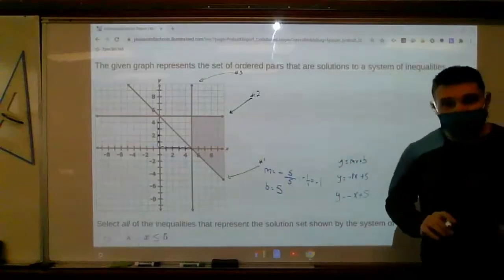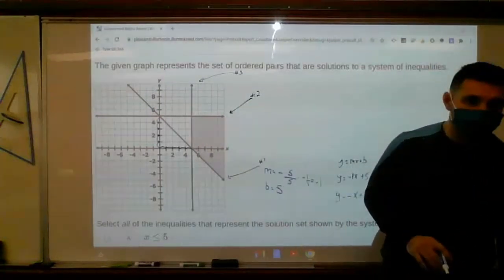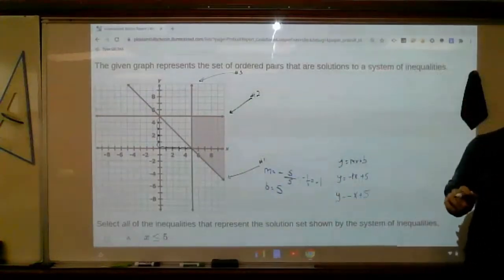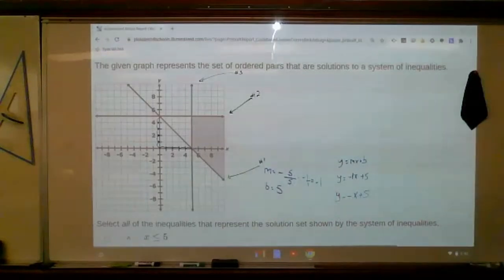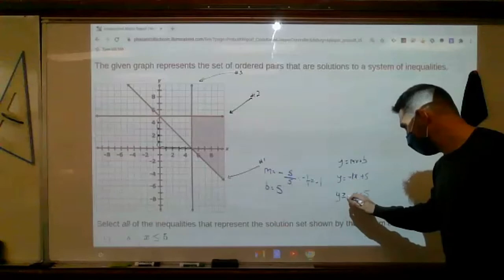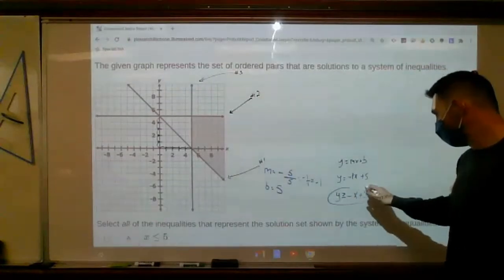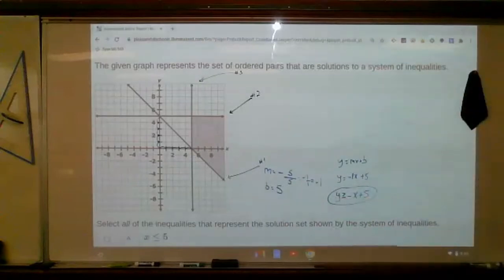Which way did we shade? Did we shade above the line or below the line, Aaron? Above. So do you remember which one has to be above? Is it less than or greater than? Perfect. So the inequality for that line is y is greater than or equal to negative x plus 5. Still with me? Have I lost anybody? Okay, that was a lot of work, right?